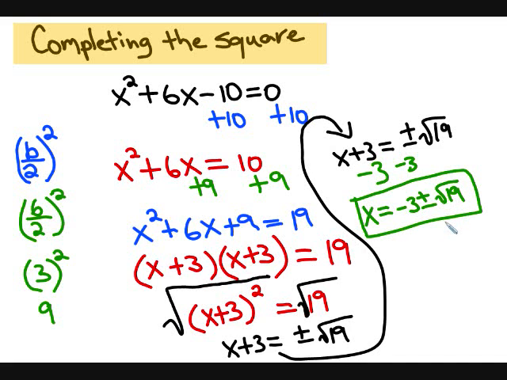If we wanted to find a decimal equivalence, then we would have to enter in the calculator and find out what square root of 19 would be. We would enter negative 3 plus square root of 19, press enter, then you get the decimal, negative 3 minus square root of 19, and enter that, and you get your decimal equivalence. In this case, this is an exact solution in this form.